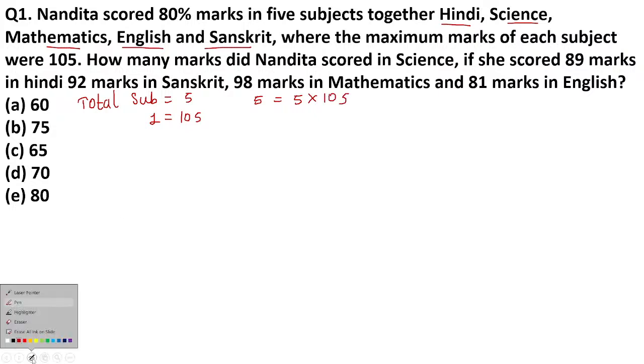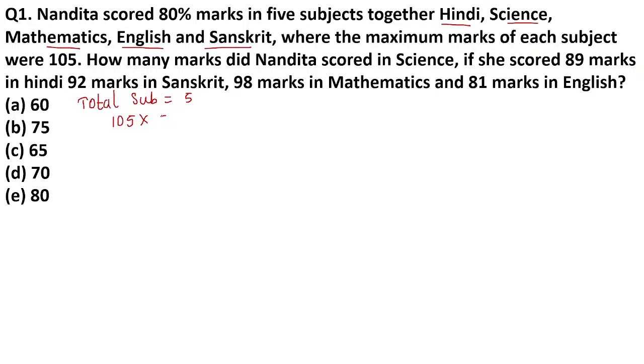First of all, tell me, what is given in the question? That each subject here is of 105 marks. How many subjects are there? There are total 5 subjects. So total marks will be 105 into 5 subjects, that is equal to 525. Correct? This is the total marks of all the subjects. Now, total marks, how much? 525.